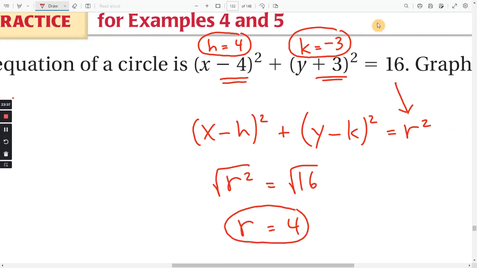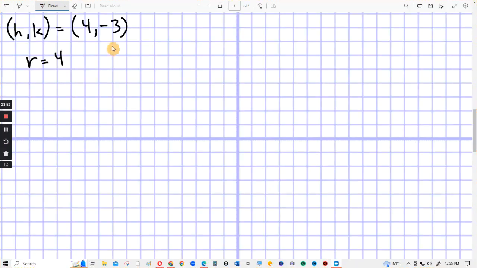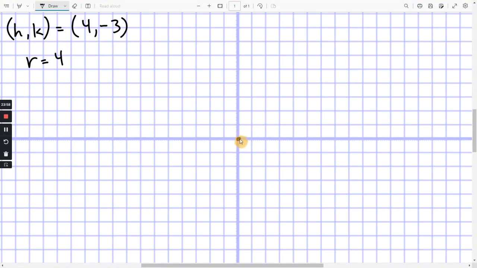So the center is going to be (4, -3). And the radius is 4. Alright, so let's do the center first. X equals 4. So start at the origin. 1, 2, 3, 4. Y is -3. 1, 2, 3. So that's the center right there.